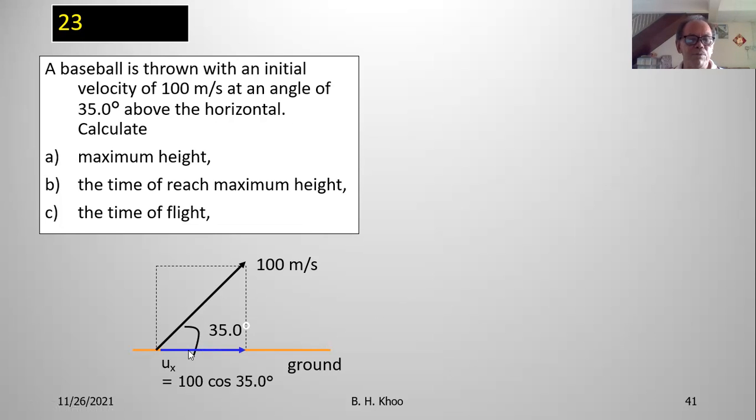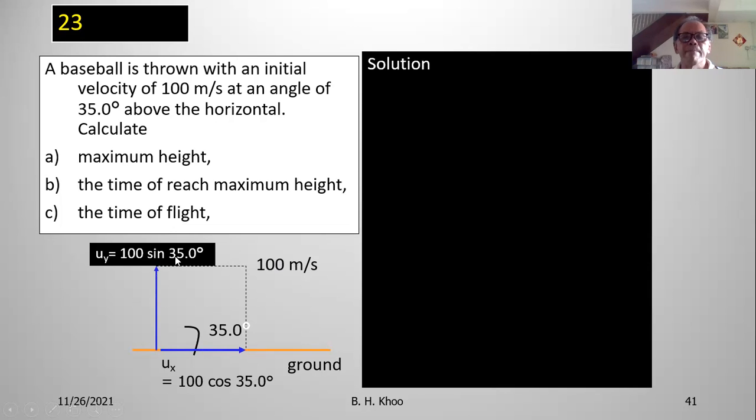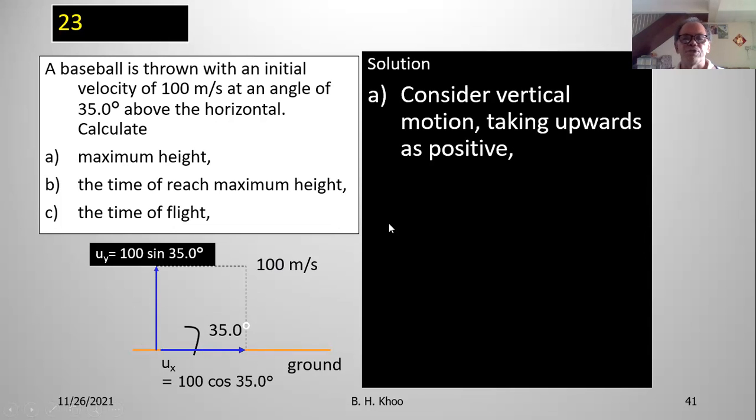Okay, we resolve the components. The horizontal component is 100 cos 35. And we just replace the velocity, that one, horizontal, and now the vertical one is 100 sin 35. So for maximum height, consider vertical motion, taking upwards as positive. So that's our velocity, this one. Vertical velocity, calculate using the calculator.